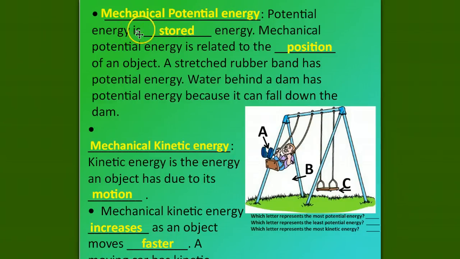So, mechanical potential energy. It is stored energy. Mechanical potential energy is related to the position of an object. Examples are a stretched rubber band or water behind a dam that has not yet fallen.